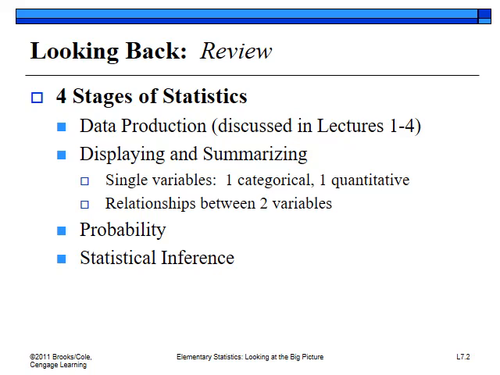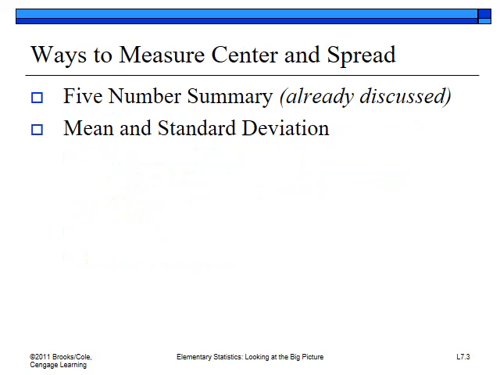This section falls under displaying and summarizing data for one quantitative variable. In the last section, we mentioned two ways to measure center and spread. The first was the 5-number summary, which we looked at last time. The second is the mean and the standard deviation. Let's start by focusing on the mean.